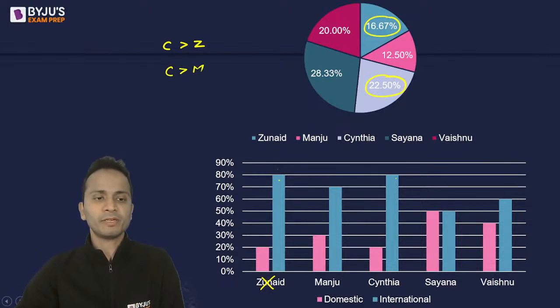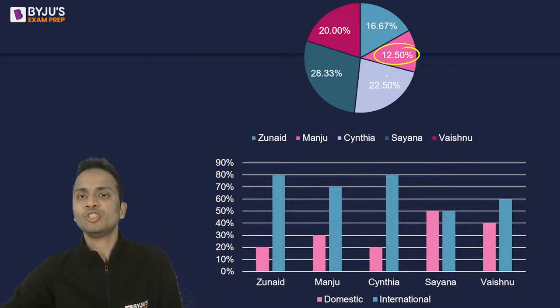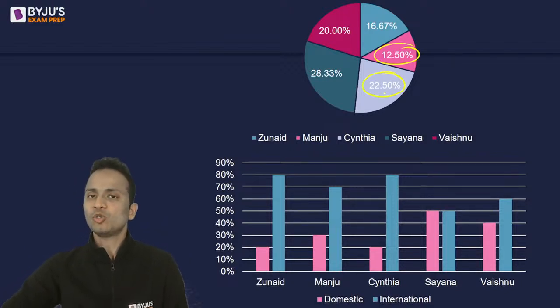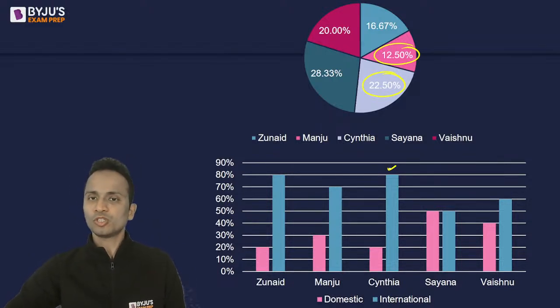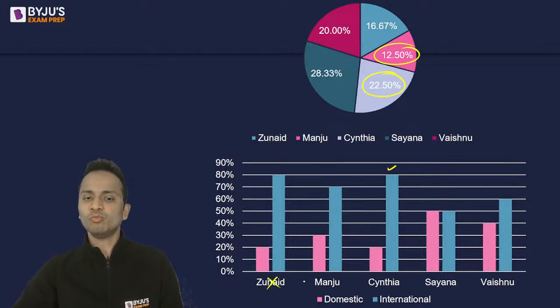If I compare these two, this is Manju and this is Cynthia. Total distance covered by Cynthia is more than Manju, and the percentage breakup for international for Cynthia is again more than Manju. So both these things are more, and the answer will not be Manju. Fine. So Zunaid and Manju both are eliminated. Now let's talk about Cynthia and Saina.